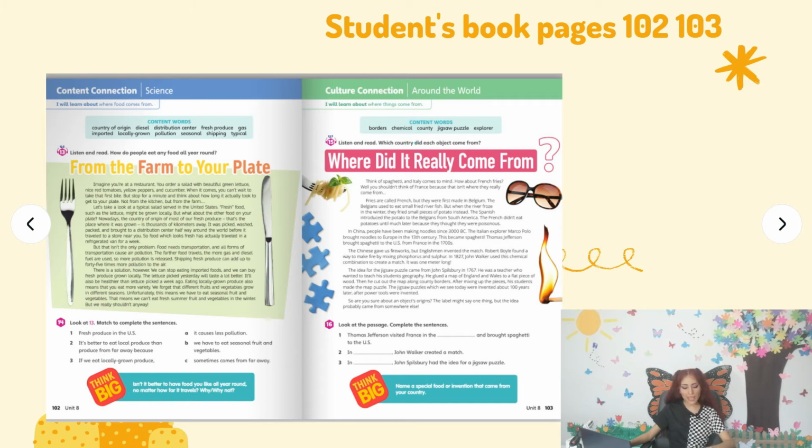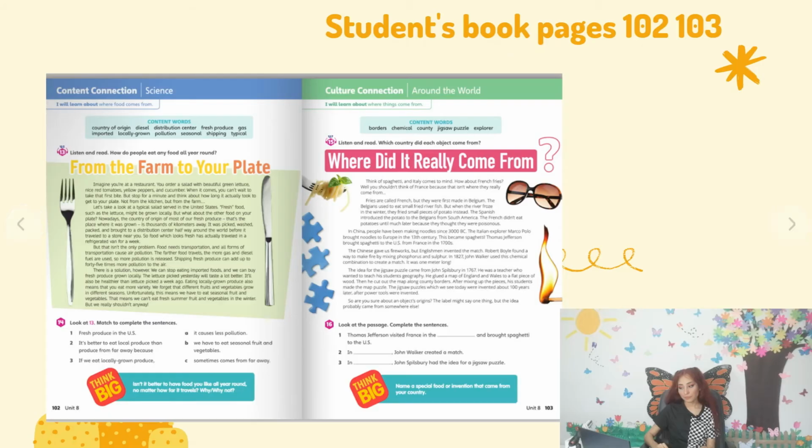Activity 15 says, listen and read. Which country did each object come from? And the text is called, where did it really come from? Okay, so it's long. We need to pay attention. You know that. So this activity is just to fill in the blanks. We need precise information about the reading. So let's listen to student's book, page 103, activity 15.